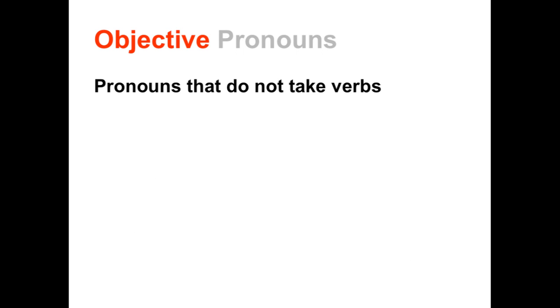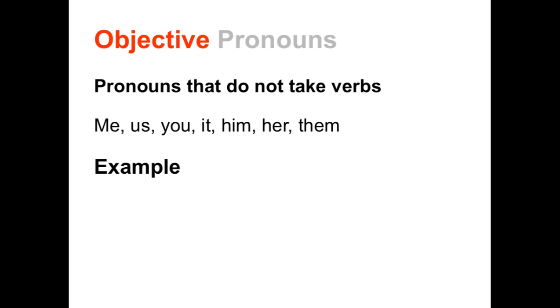Objective pronouns are pronouns that do not take verbs. The objective pronouns are me, us, you, it, him, her, them. We use objective pronouns when they are taking the place of a noun or nouns that do not take verbs. Here's an example of a sentence using objective pronouns.